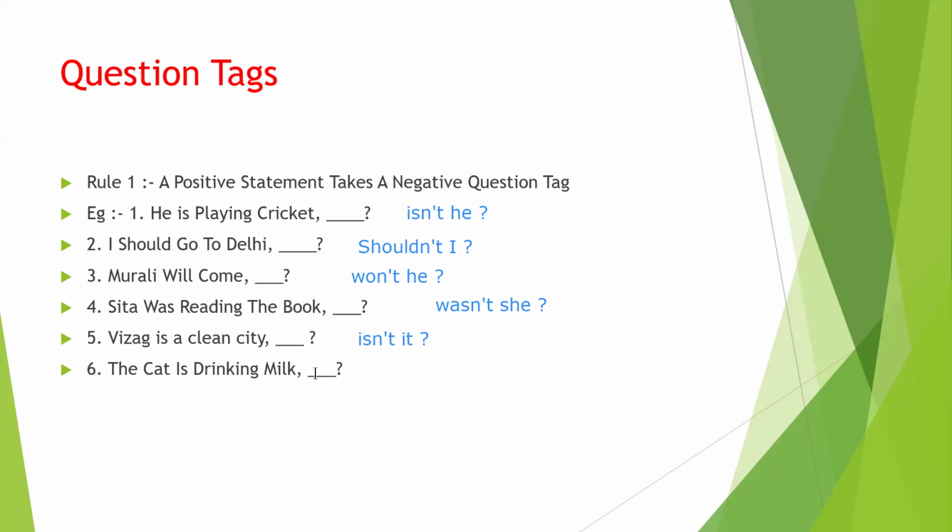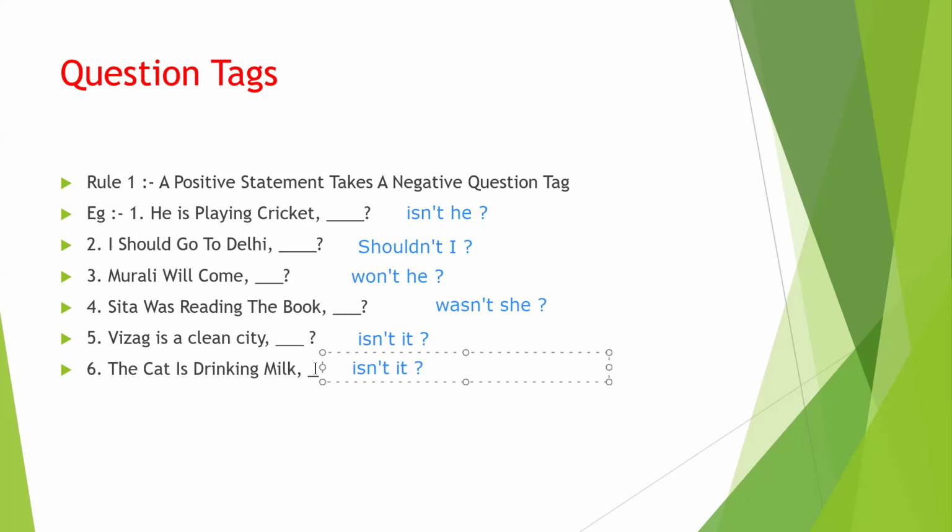Now let's see the sixth one. The cat is drinking milk. Here the cat, so we can write it. Then we can write question mark. Now we can see is drinking. The helping verb is. The statement is positive, so we can write negative statement. Isn't it?